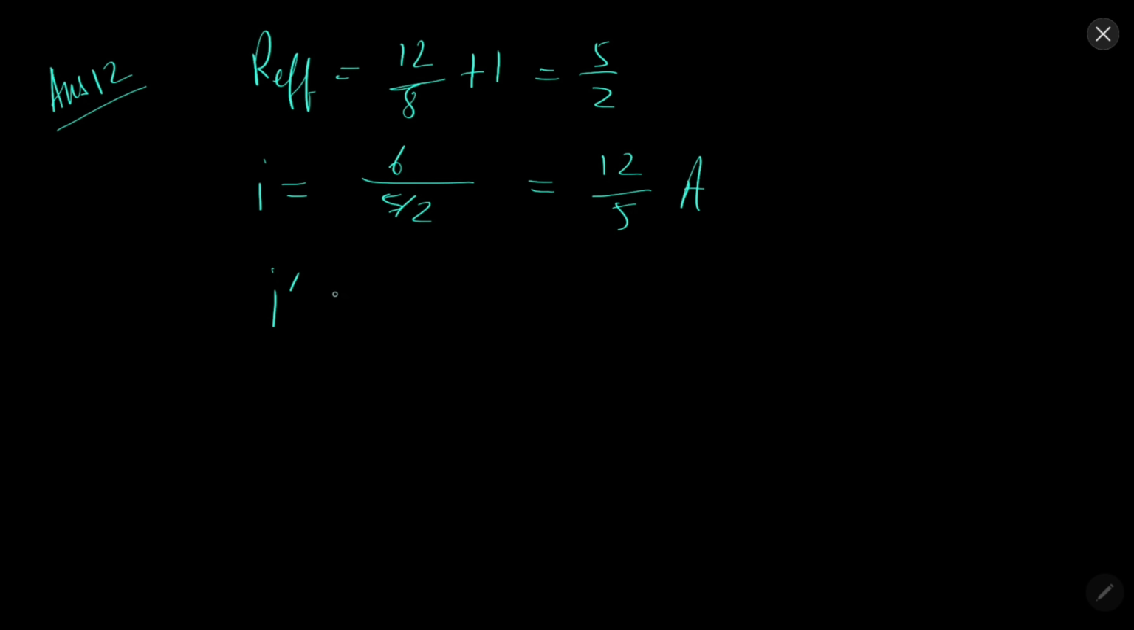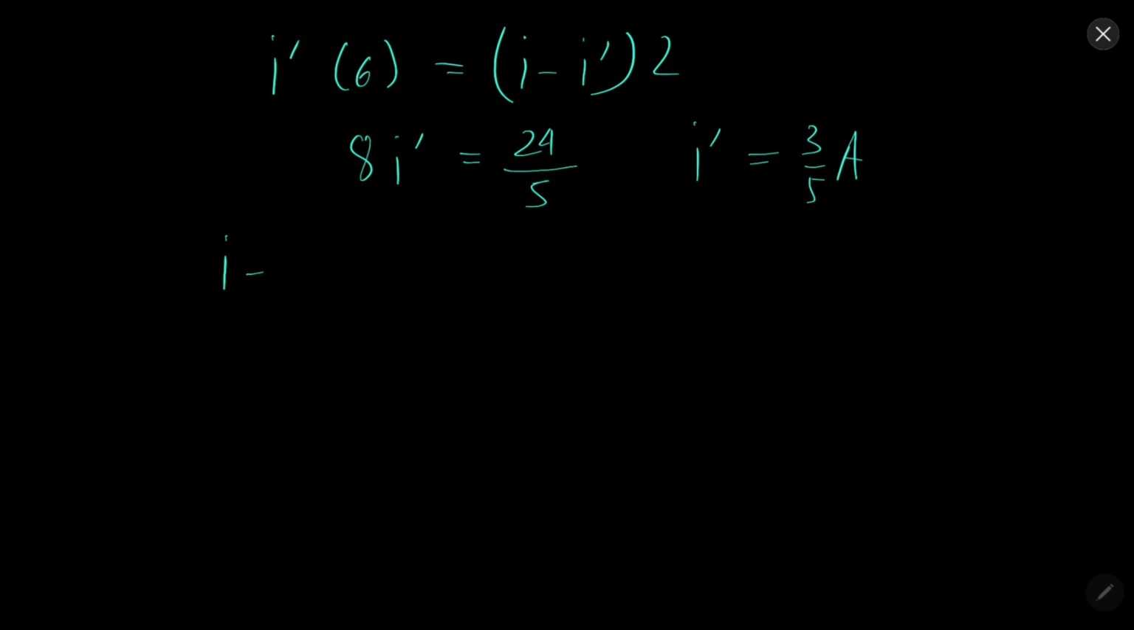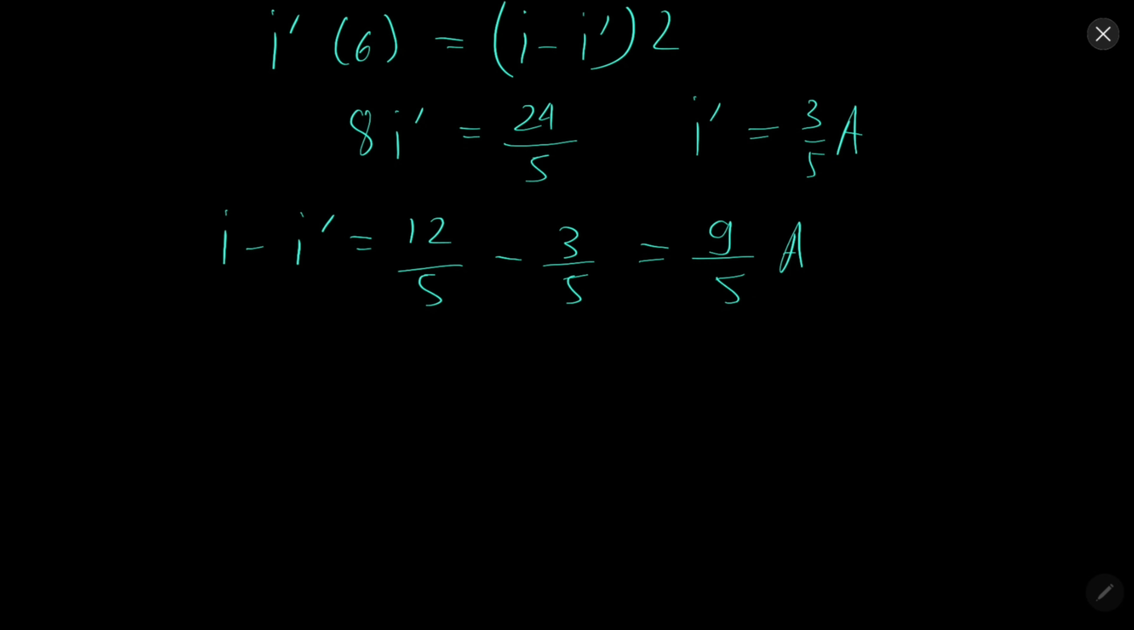I dash 6 equal to I minus I dash 2. So 8 I dash is 24 by 5. I dash will be 3 by 5 ampere. I minus I dash will be 12 by 5 minus 3 by 5, which is 9 by 5 ampere.